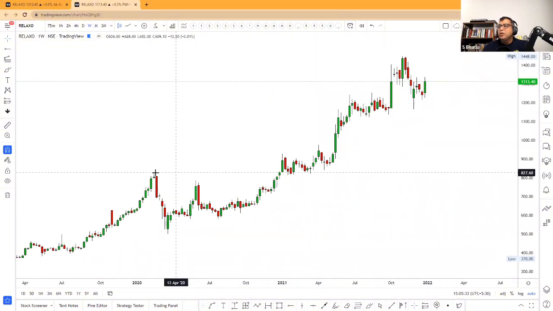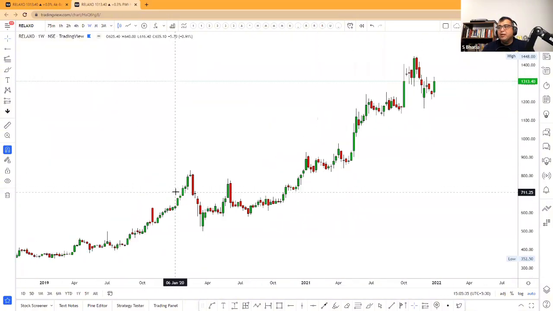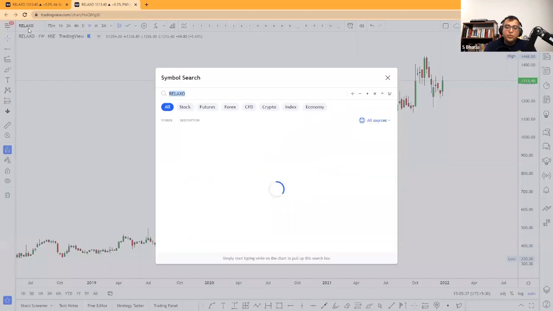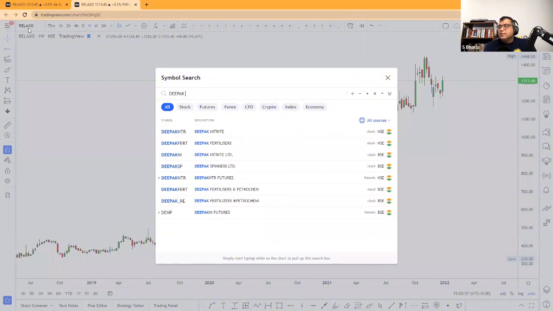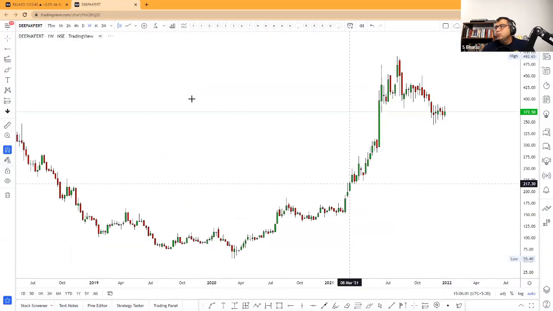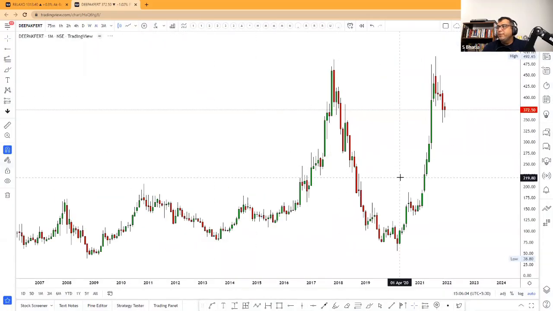Okay, so now I believe everybody is clear with that. Let's take another example and see what happens. Any stock you want me to take as an example? You want to recommend any stock? Deepak Fertilizer. Let's take that and see what is there in this. So we go to the grandfather chart.